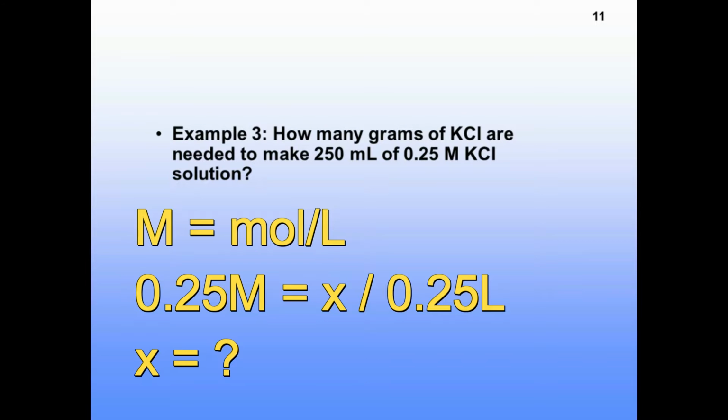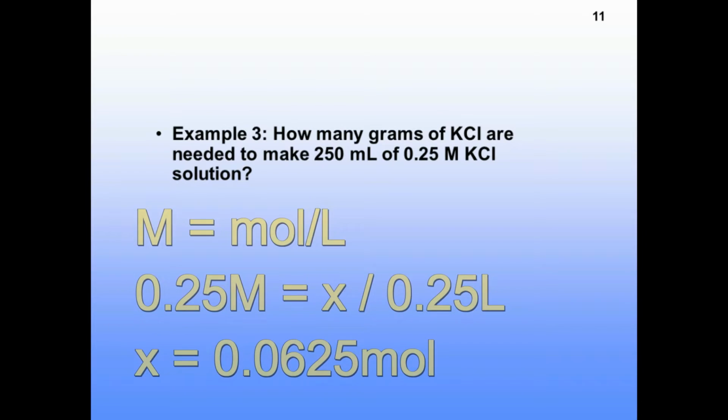So now we have to figure out this guy. Well, cross multiply. So cross multiply, what do you get? 0.25 times 0.25 is 0.0625. All right, so what's 1 mole of KCl? It's 74.55.